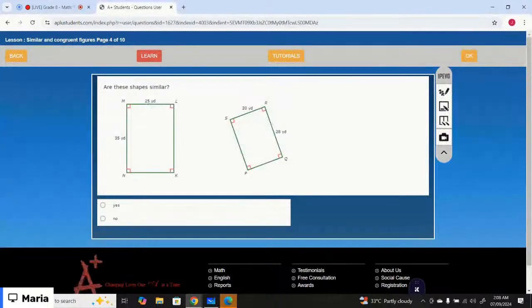Are these shapes similar? The correct option is no, they are not similar.